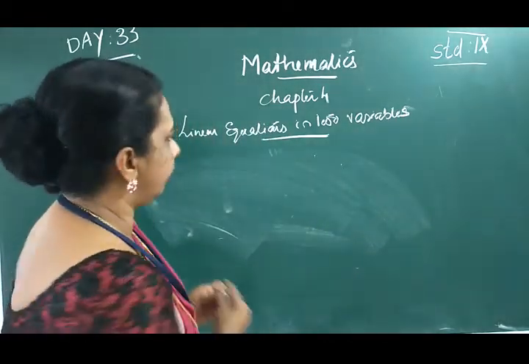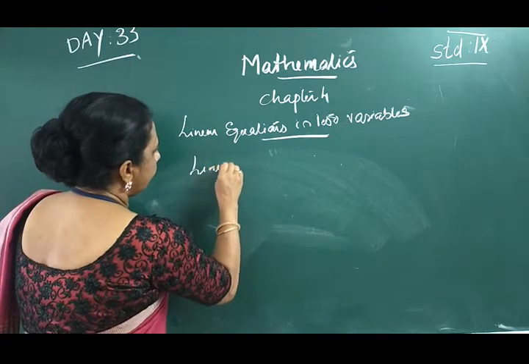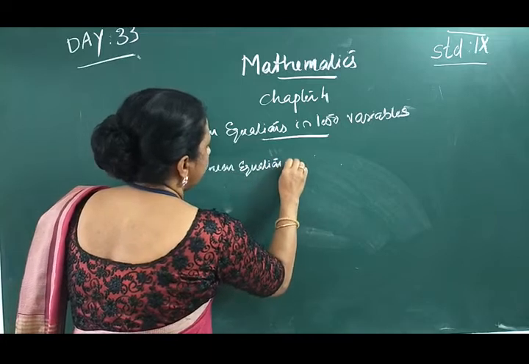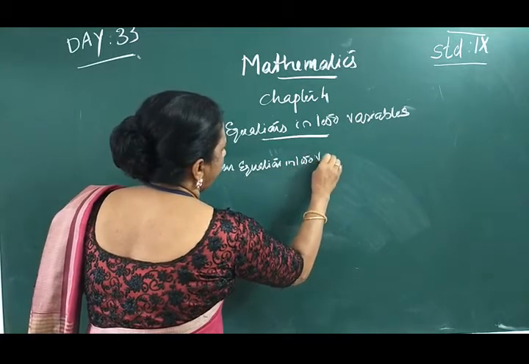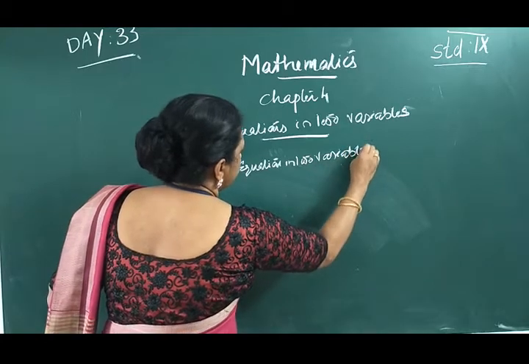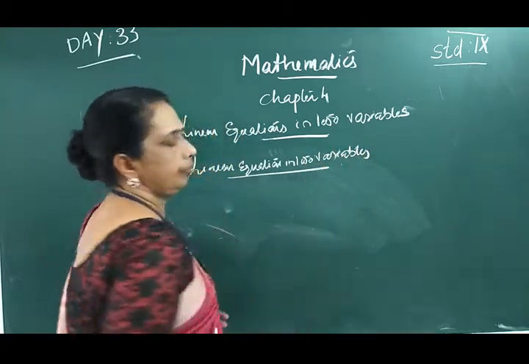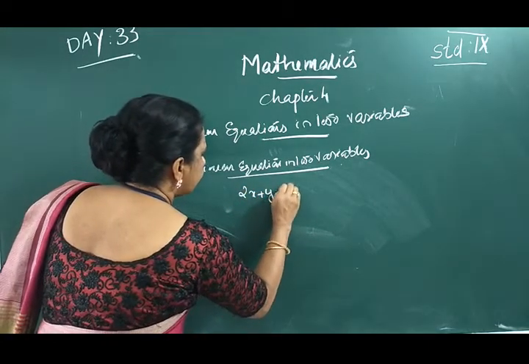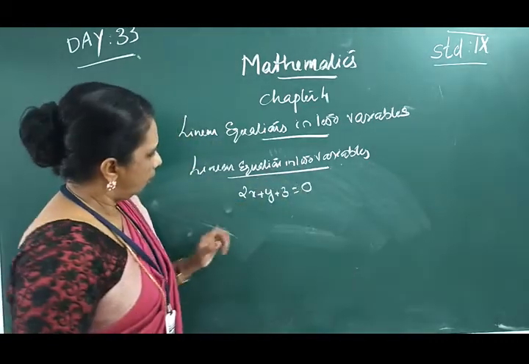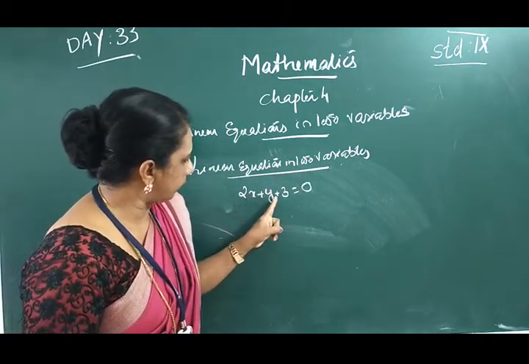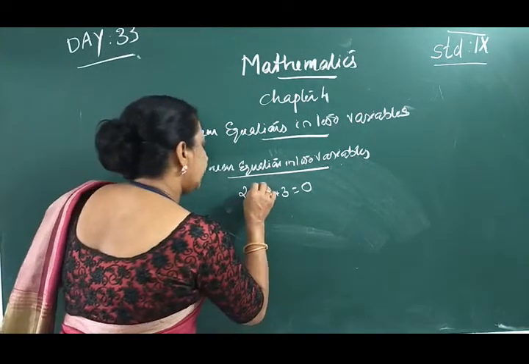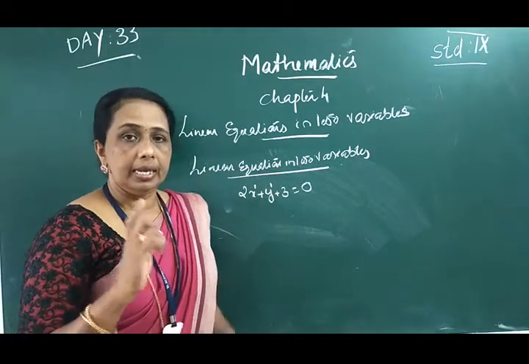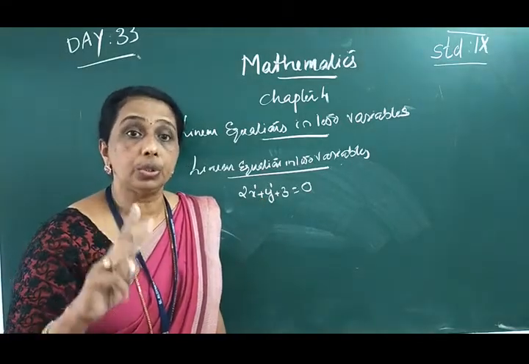In this lesson we have to study linear equations in two variables. Example: 2x plus y plus 3 equal to 0. Here in this equation there are two variables, x and y, and the highest power of the variable in this equation is 1. So we can say that this is a linear equation in two variables.